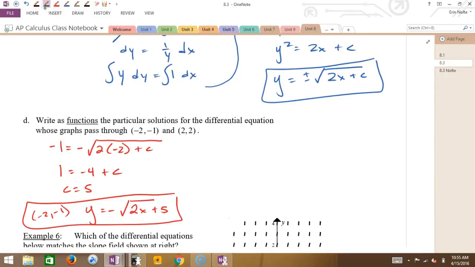Okay, so if I quickly do 2, 2, I would say 2 is equal to, am I going to use positive or negative on my square root here? Positive. So I have 2 times 2 plus c. I square both sides, so I have 4 equals 4 plus c.